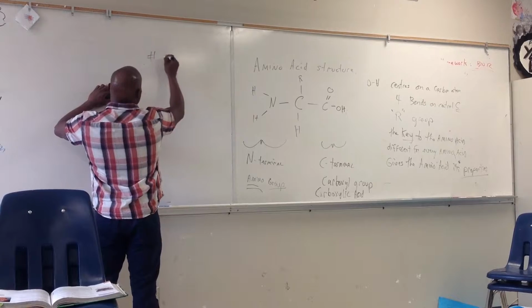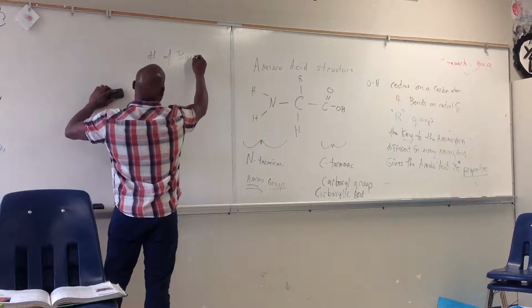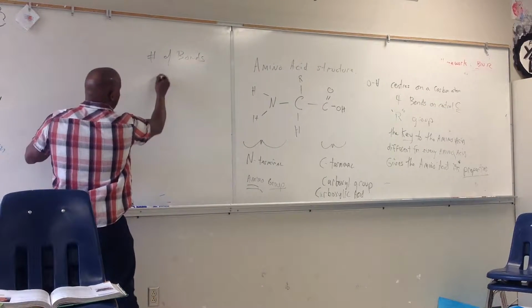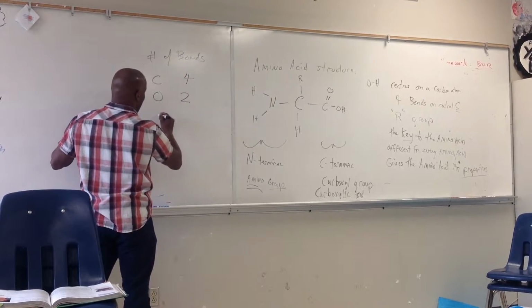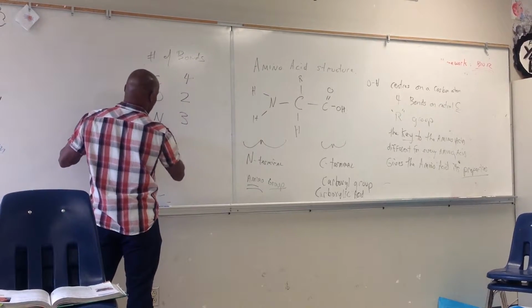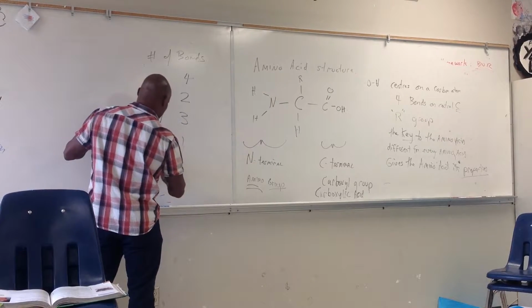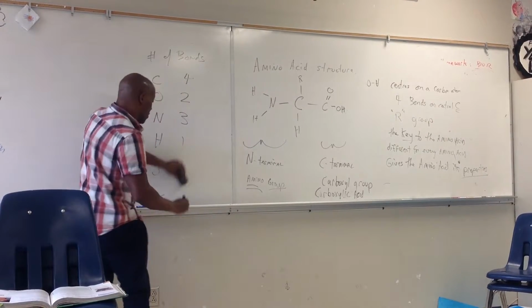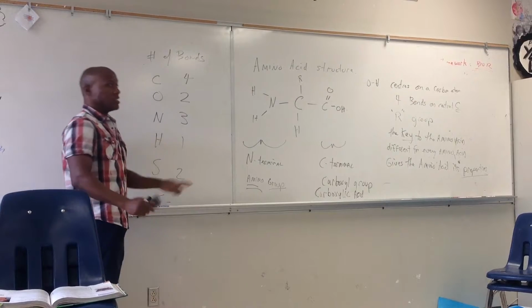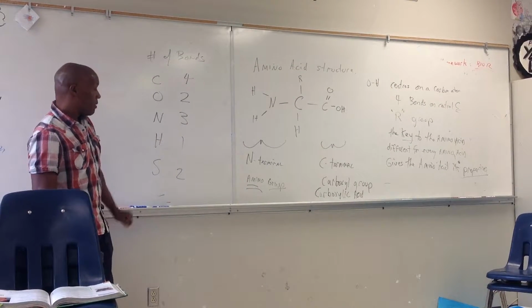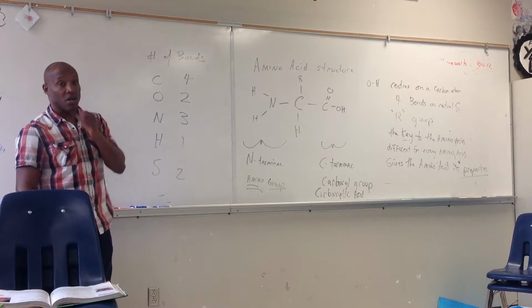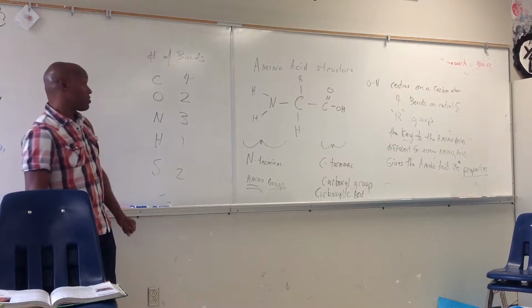Okay, so now we're going to summarize quickly the number of bonds that can be made in biological systems. Carbon can make 4 bonds. Oxygen can make 2 bonds. Nitrogen will make 3 bonds. Hydrogen will only ever make 1 bond, and sulfur will make 2 bonds, usually. It can behave quite differently, but for amino acids, we really want to consider sulfur just making 2 bonds.